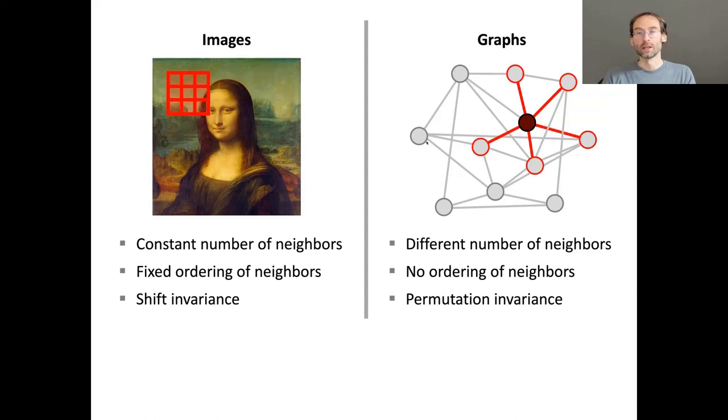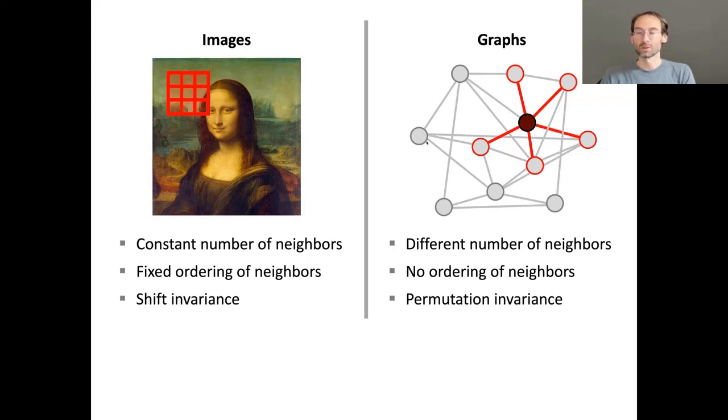So if we look at the difference or similarity between images and graphs, one of the immediate things to observe is that in an image, we have a very regular structure. If I take a pixel and I open a window around it, I always have a fixed number of neighbors. Not only is the number of neighbors fixed, they also come in some fixed order.